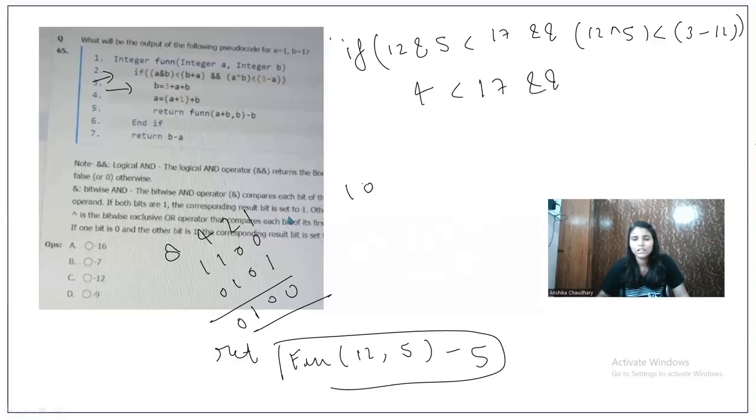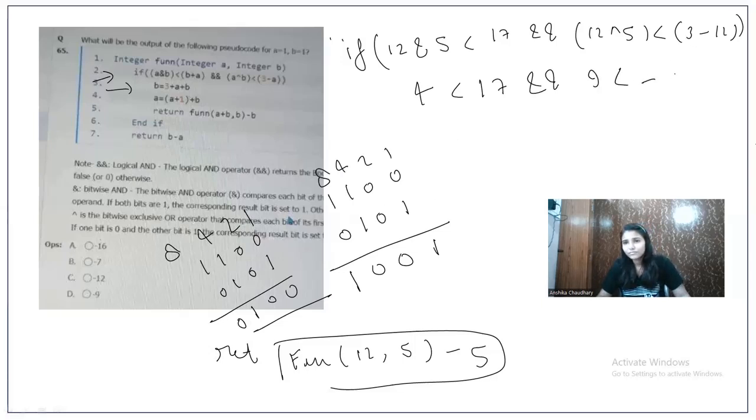So 12 is 1, 1, 0, 0. Okay, and 5 will become 1, 0, 1. And let's take the XOR of this. If both the values are different, in that case it will return us true. So 0, 1, 1, 0, 0, 1, 0, 1. So what is it actually? It is 8, 4, 2, 1. So it is 9.